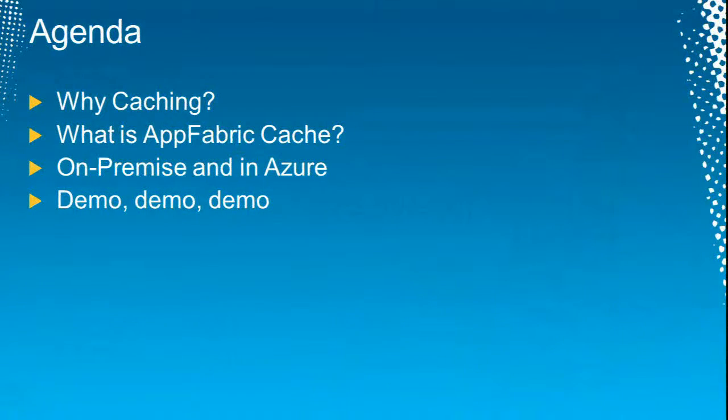What I'm going to do at the beginning is talk a little bit about this concept of caching, in particular around the idea of distributed caching versus any other sort of caching. We'll talk about what is AppFabric Cache. I'll do some demos, and then we'll talk a little bit about the difference between the on-premise version of AppFabric Cache and the Azure version or cloud version of AppFabric Cache, both of which are in production. Right? You can get both the on-premise and the cloud version of the cache today.